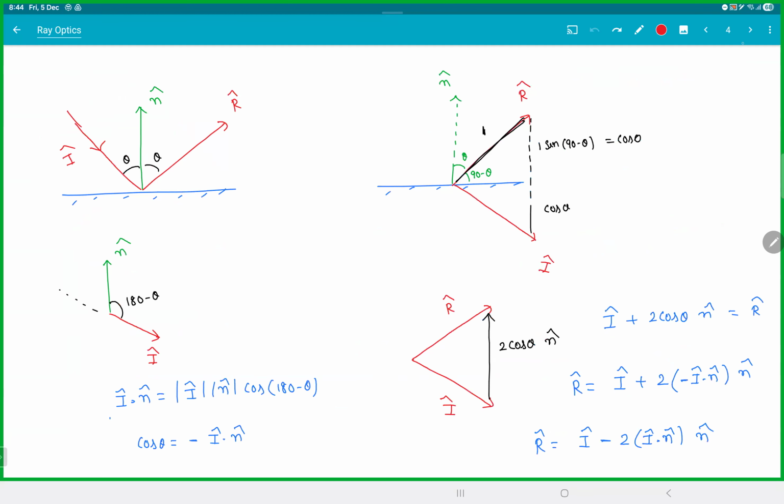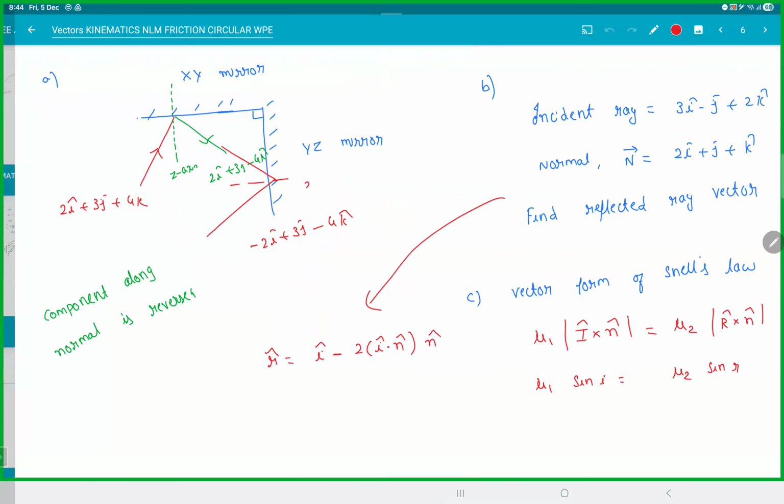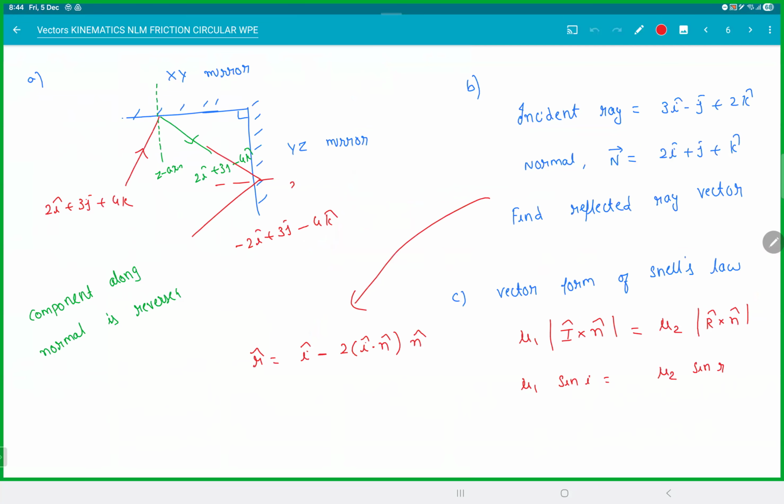Check out page 4, this was the derivation. This is a vector form. So if I give you the incident ray vector and the normal, you can find the reflected ray vector. You should remember that, because if they give you some random vectors like this, you can't just see and tell the answer. This is a relation. Clear with this? That's the vector form for reflection. This is the vector form for Snell's law. Any doubts on this?